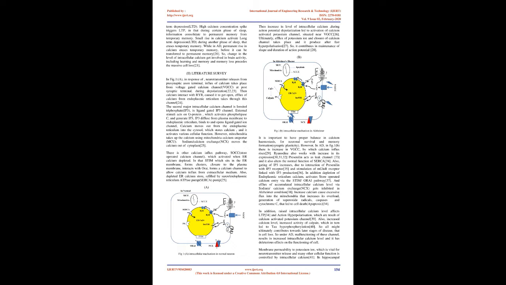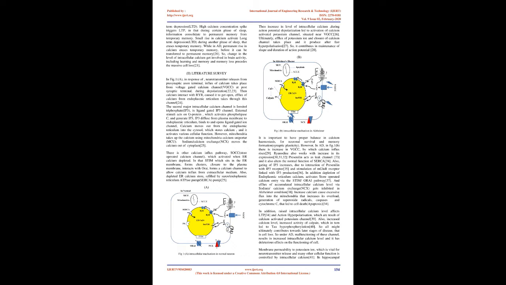2. Literature survey. In Fig. 1a, in response to neurotransmitter release from the presynaptic axon terminal, influx of calcium takes place through the voltage-gated calcium channel, VGCC, at the postsynaptic terminal, during depolarization 22,23. Then calcium interacts with RYR, causing it to open, and efflux of calcium from the endoplasmic reticulum takes place through this channel 24. The second major intracellular calcium channel is the inositol triphosphate, IP3, ligand-gated IP3 channel.